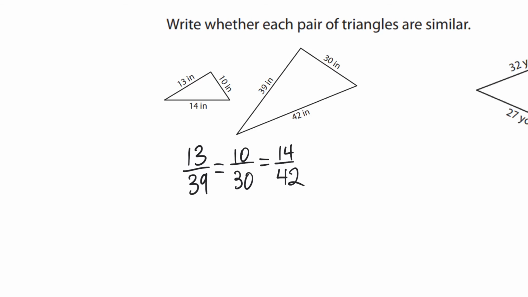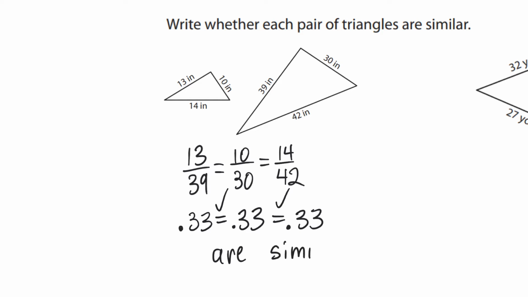Okay, so let's type that in our calculator and see if all those ratios are equal, to see if this is proportional. So what's 13 divided by 39? Is 0.33? Is that right? What's 10 divided by 30 as a decimal? 0.33. What's 14 divided by 42? It's 0.33. So are all of those equal? Yep, that's equal, that's equal. That tells me that these are similar.